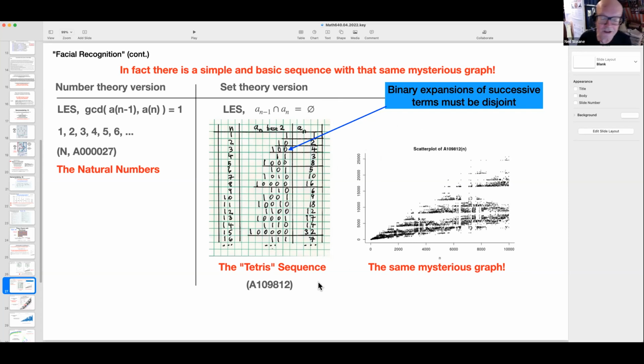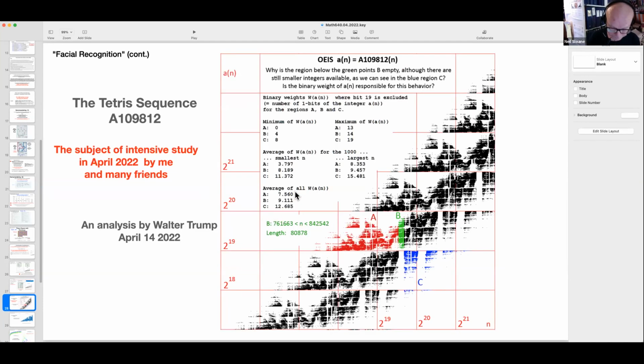I actually call it the Tetris sequence. The rule is you've got to be disjoint. That's all, disjoint from the previous term and a new number. So after 1, we get 2. After 2, we get 4, and then 3 and 6. And that gives this. And so the natural numbers are a pretty basic sequence. This has to be a pretty basic sequence too. And its graph is this mystery.